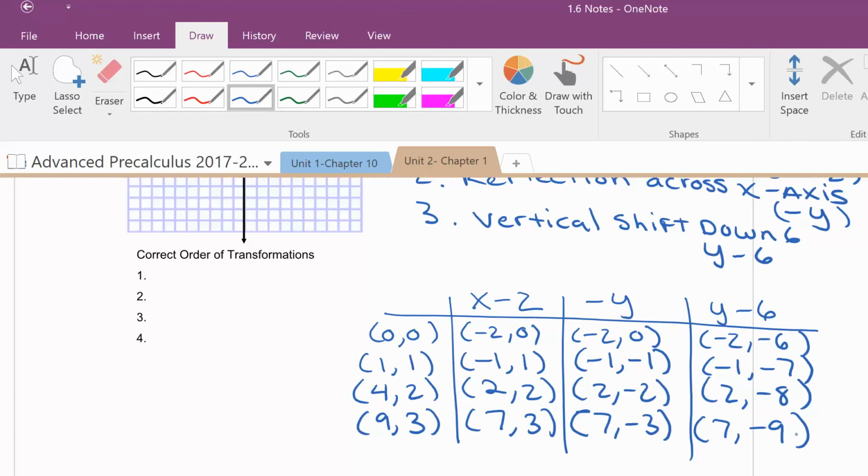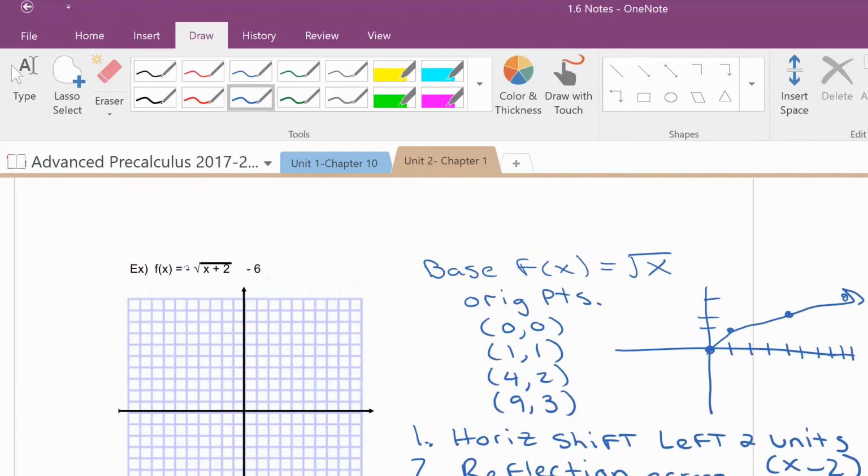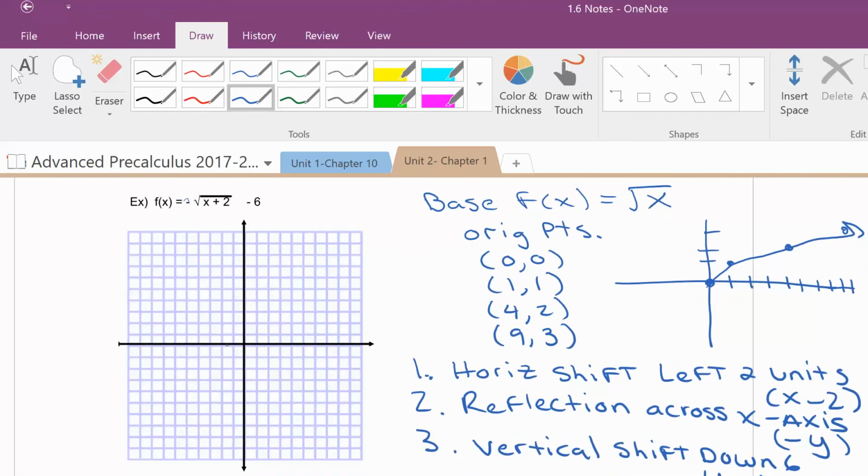So those are your new points that you are going to graph. So you graph negative 2, negative 6, and then negative 1, negative 7, 2, negative 8, and 7, negative 9. And there's your new graph.